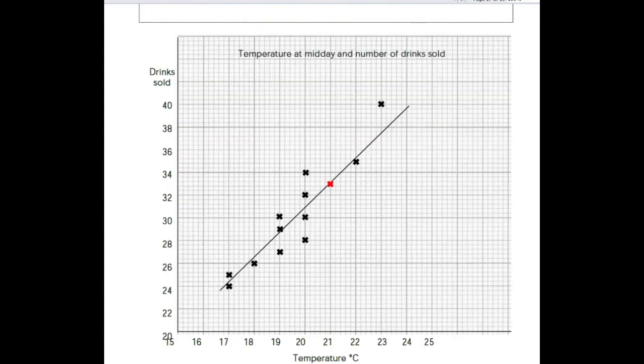So here's a scatter graph that I drew earlier. So you need a title, you need axis labels, so drinks sold and temperature. The temperature goes across the bottom using the most of the scale, and drinks go up the side. In this particular example, they've not used 0 as the start point, so they've used 20 for the drinks and 15 for the temperature. They've got their points that they've plotted from the data they were given, and then they've drawn the line of best fit. So all of that is going to be worth 5 marks.